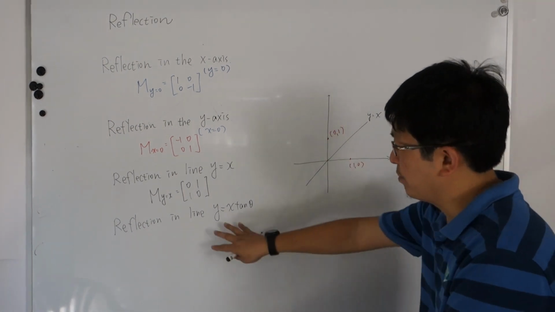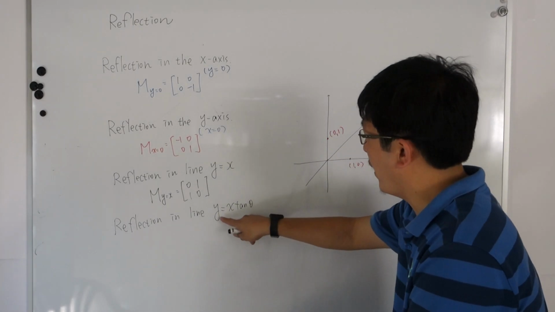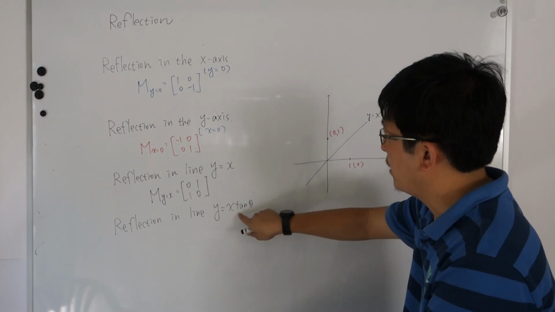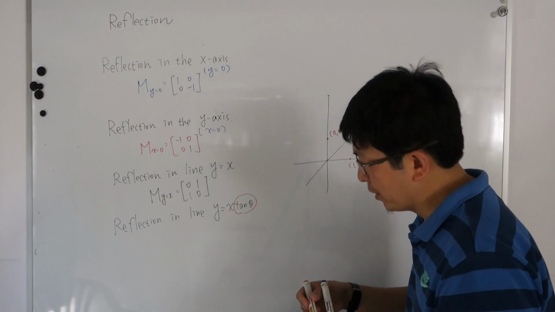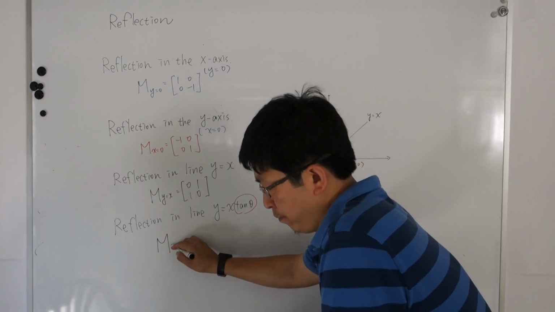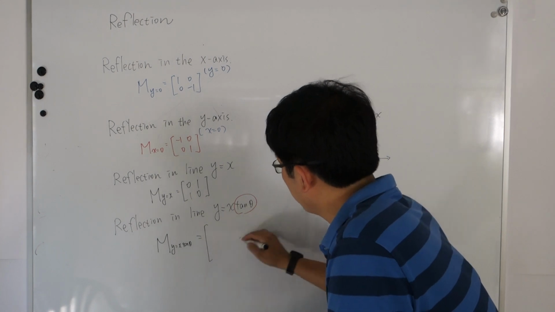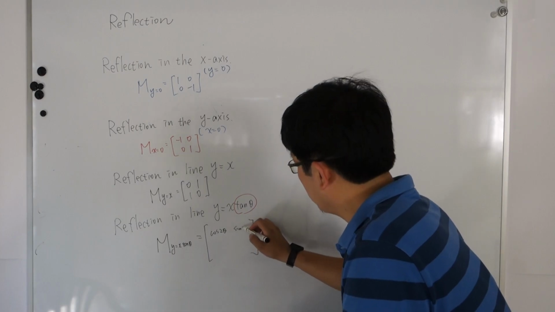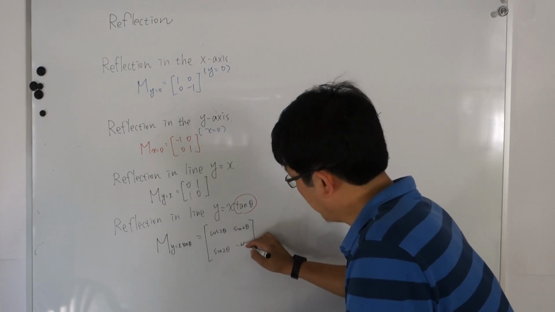Sorry, depending on these three, it's very hard to memorize. I suggest you just memorize the fourth. The basic formula is reflection in the line y equal to x tangent theta. Here, tangent theta is the gradient, right? So for the matrix, you just memorize this one: y equal to x tangent theta means [cosine 2 theta, sine 2 theta; sine 2 theta, negative cosine 2 theta]. Okay?